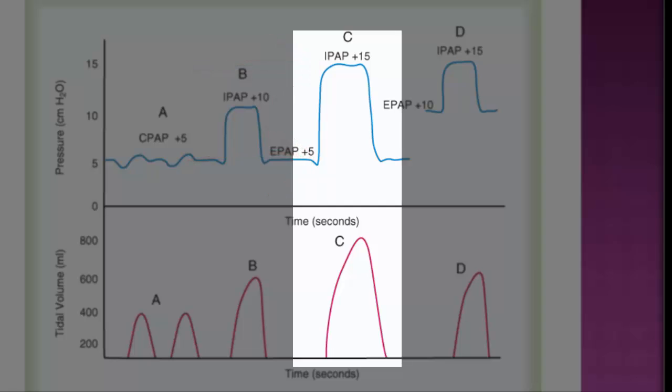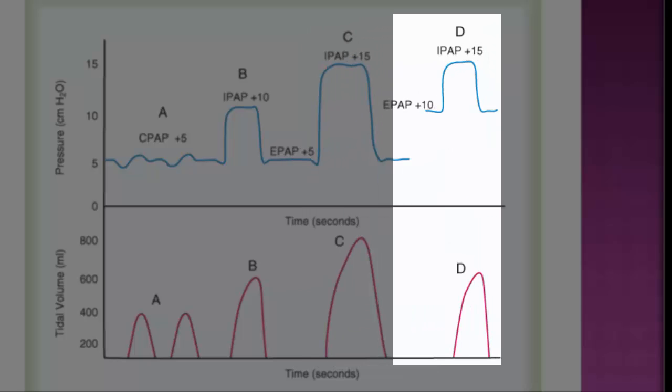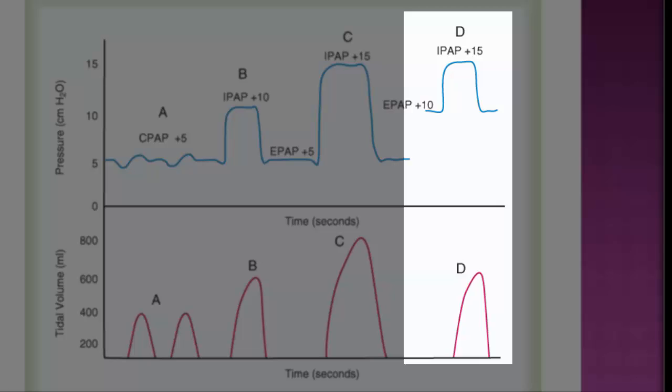A higher tidal volume occurs as pressure support is increased from A to B to C. Section D, IPAP of 15 and EPAP of 10. Increasing EPAP settings results in a lower tidal volume because pressure support was decreased to 5 centimeters.